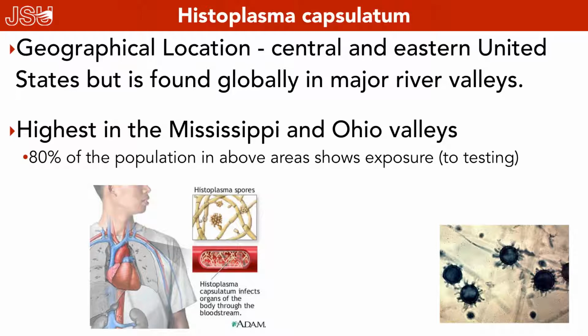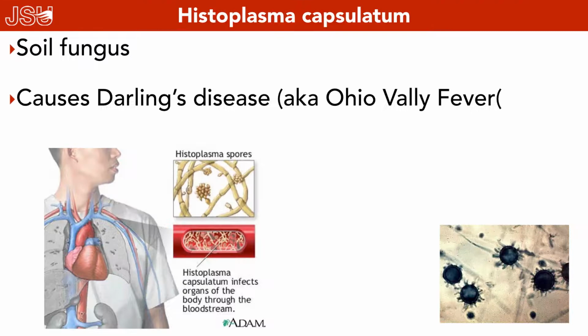Where are we going to find this one? Where do you find this one? High nitrogen environments where there's droppings. What are we talking about? Bats, caves, guano, chicken houses, places like that.